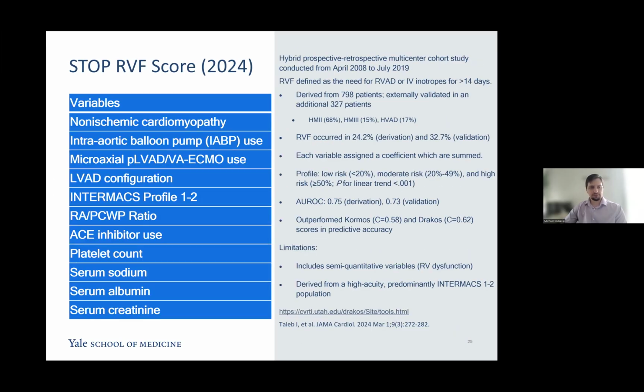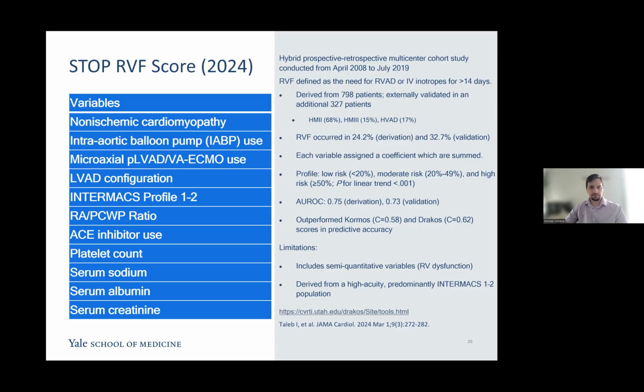Recently, there was the STOP RV Failure Score, which was published in 2024. This was actually a hybrid prospective and retrospective multi-center cohort, but it did have a long period that it looked back through, going all the way back to April of 2008 and up to July of 2019. RV failure was defined as a need for RVAD or IV inotropes for greater than 14 days, and it was derived from 798 patients, externally validated in an additional 327 patients.